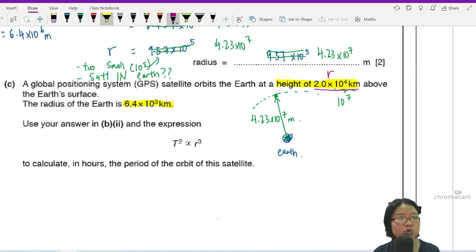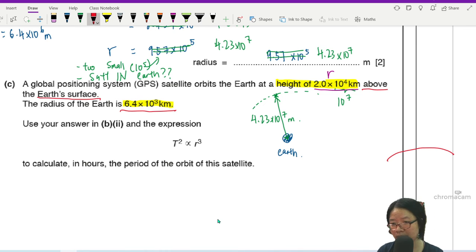Miss, how do you know? You see, they are so sneaky. They say above the Earth's surface. And then you have the radius of the Earth. So that means for your value of R, you need to add these two numbers together. Let me draw a zoomed-in version of what is happening. This is the center of the Earth. This is the radius, 6.4 times 10 to the power of 6 meter.